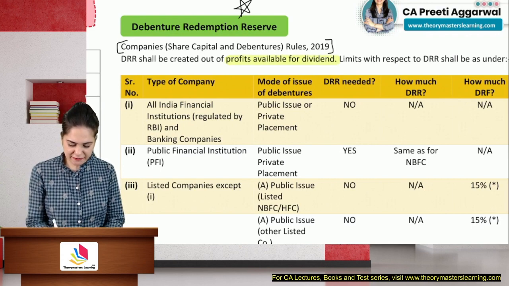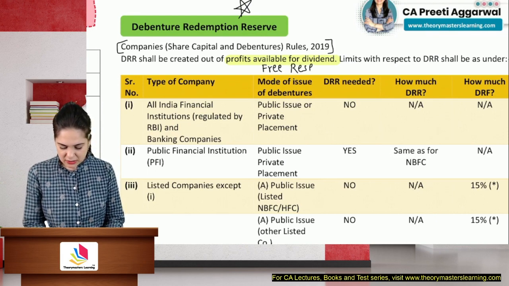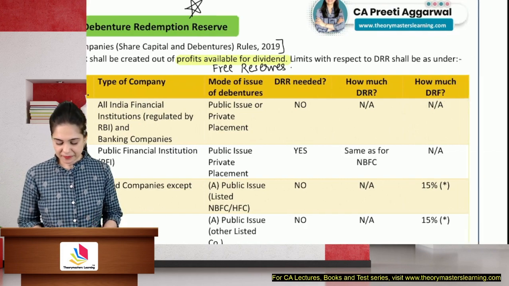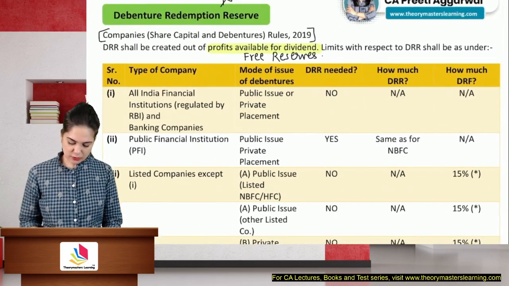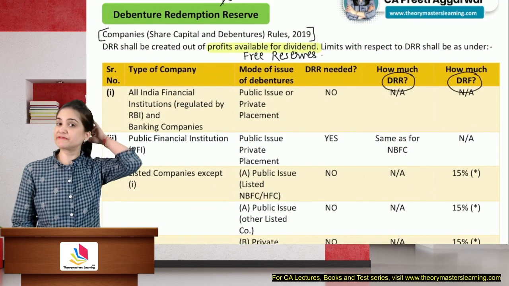So can I say that they are referring to free reserves? Free reserves are those which are available for distribution in the form of dividend. We can use that. Limits are as follows. Now, there is something called DRR and there is something called DRF, that is Debenture Redemption Fund.